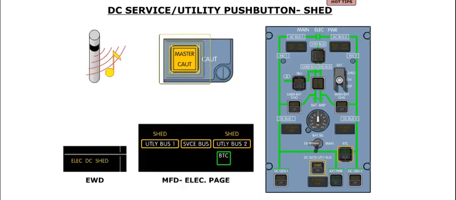The shed caption illuminates when the BPCU senses an overload condition on one of the main DC buses, and at least one utility bus is disconnected from the associated main DC bus. In addition to a shed caption, a single chime will sound, both master caution lights will flash, the amber electrical DC shed message is displayed on the EWD, and an amber shed label is displayed on the MFD electrical page.